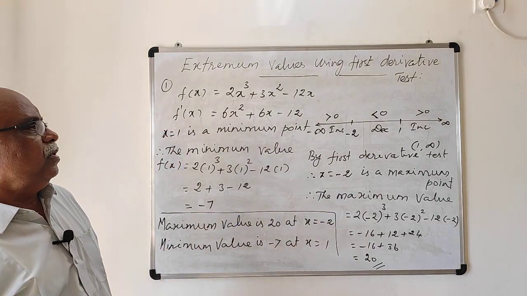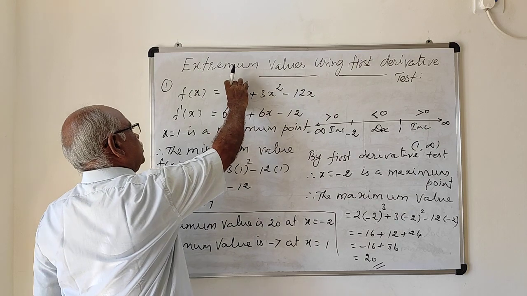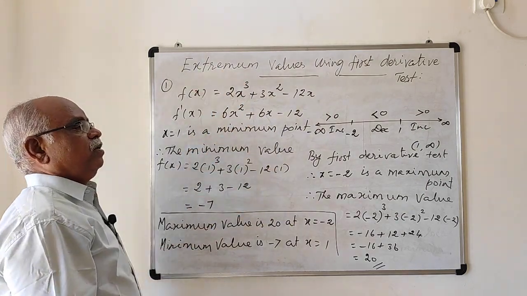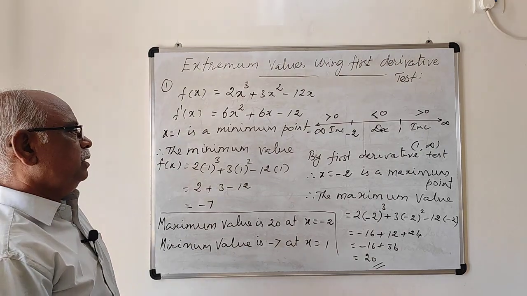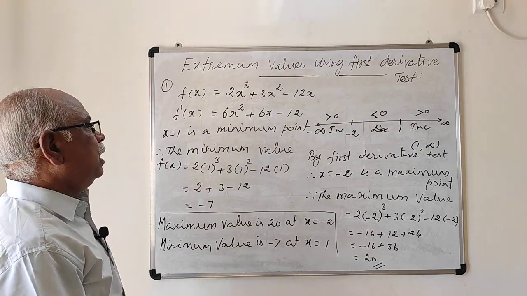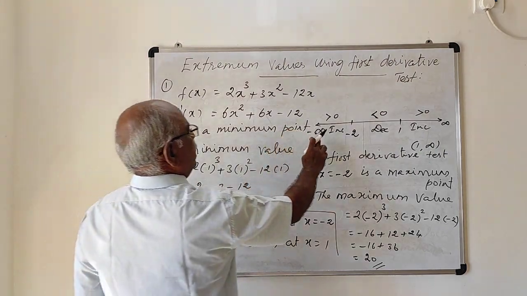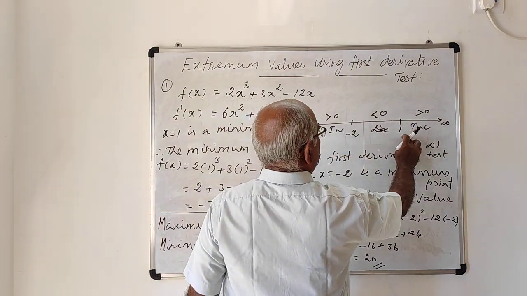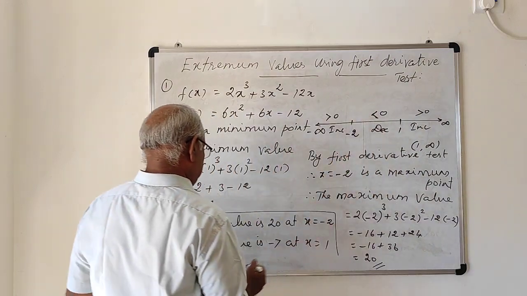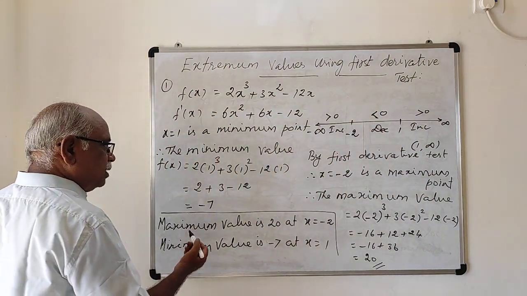Using first derivative test, we have determined the maximum and minimum values of the function, and also we have determined the intervals at which the function is increasing or decreasing. At the intervals minus infinity comma minus 2 and 1 comma infinity, function is increasing. You can present that answer also.